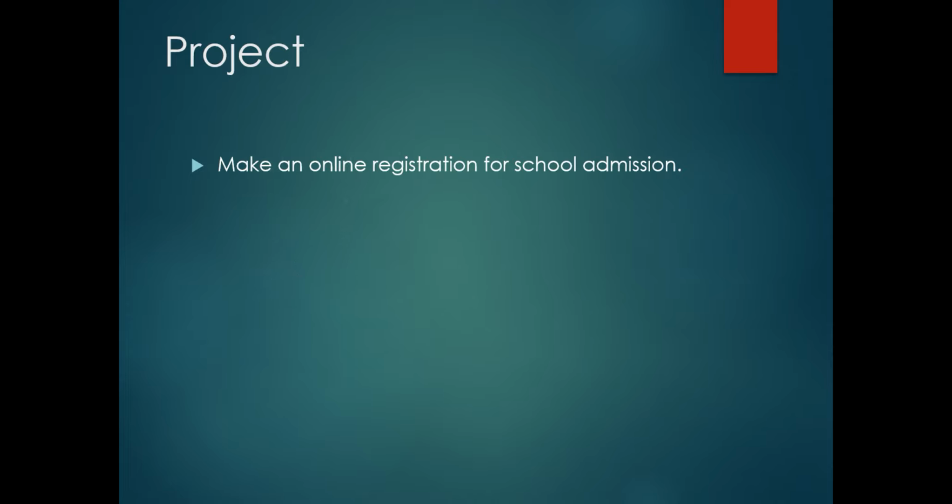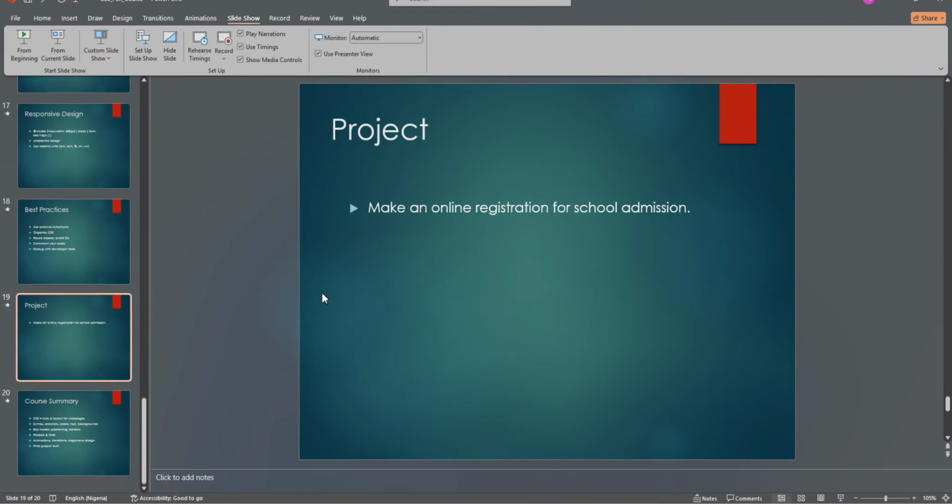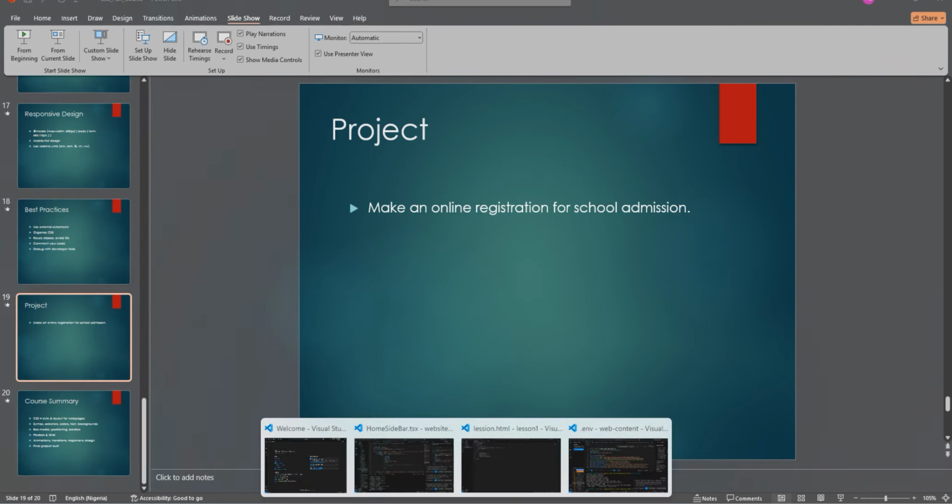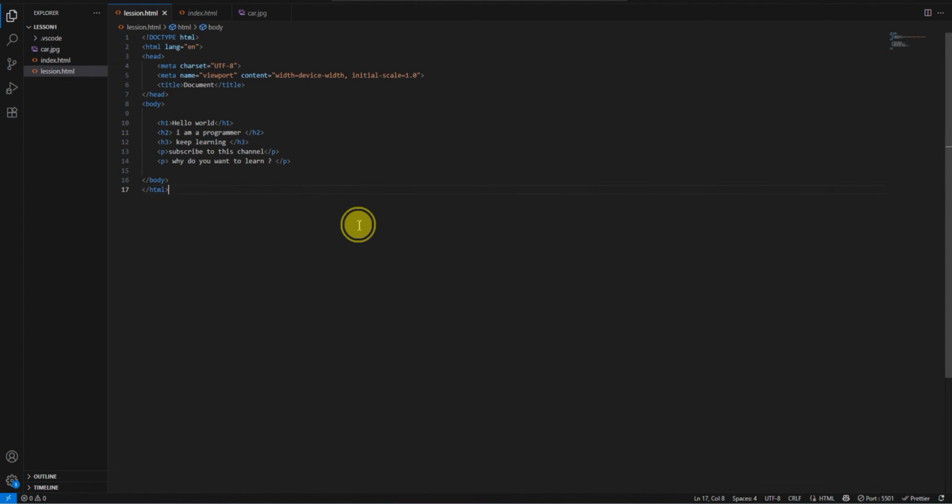So the project for this course is to make an online registration for school admission, you understand. But let's dive into what we've been talking about since. So this is our HTML that we've basically had here. This is our HTML.